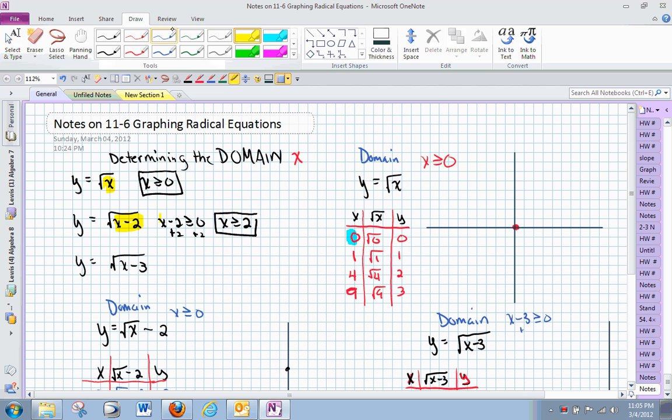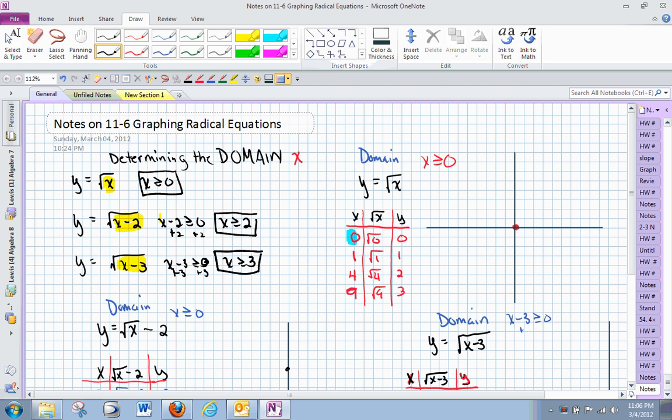My next problem is y equals the square root of x minus 3. So x minus 3 has to be greater than or equal to 0. And when I solve for that by adding 3, I get that my domain is x has to be greater than or equal to 3. So I know those would be the numbers that I would start at if I were to make a graph.